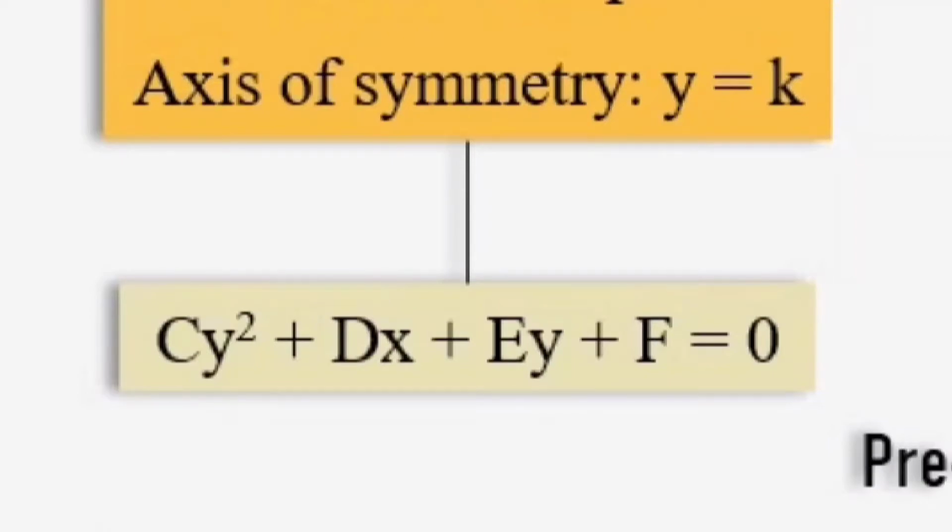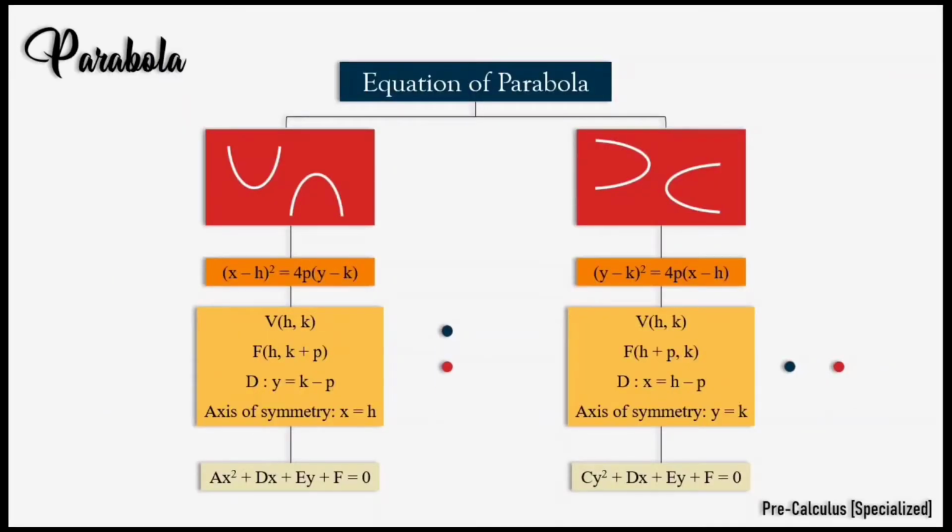Kagaya doon sa kanina, if yung exponent na 2 ay nasa y naman, therefore, ang opening niya ay left or right. Dapat maging familiar kayo dito sa mga properties ng ating parabola because they vary depending on its graph. Let's have the first example.